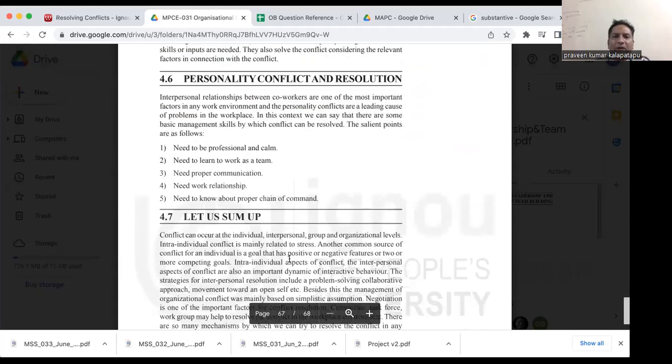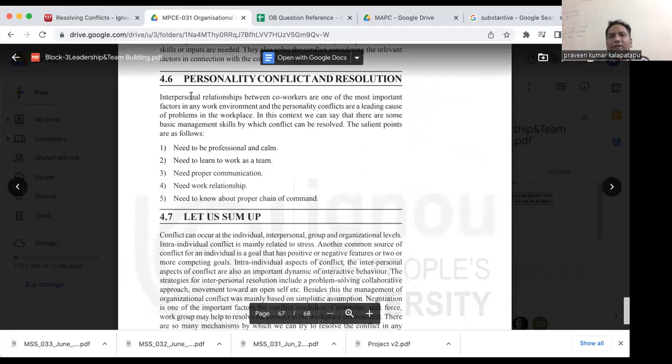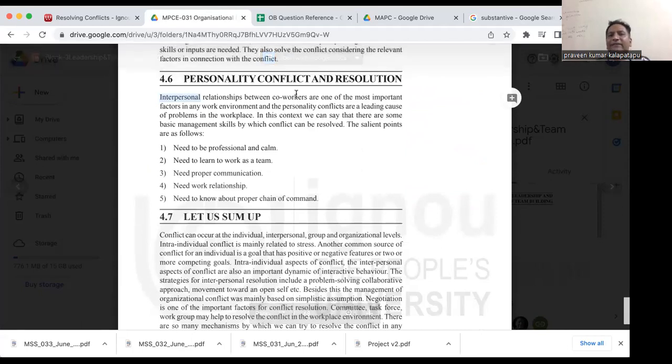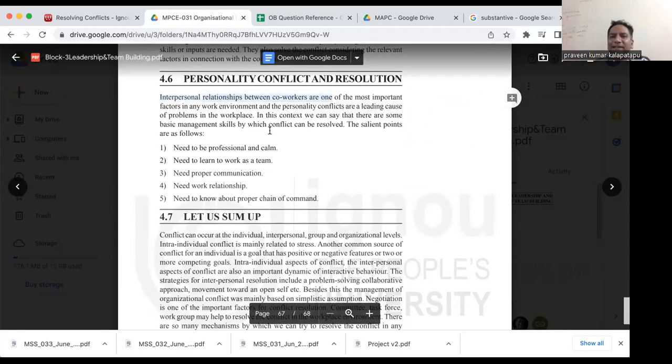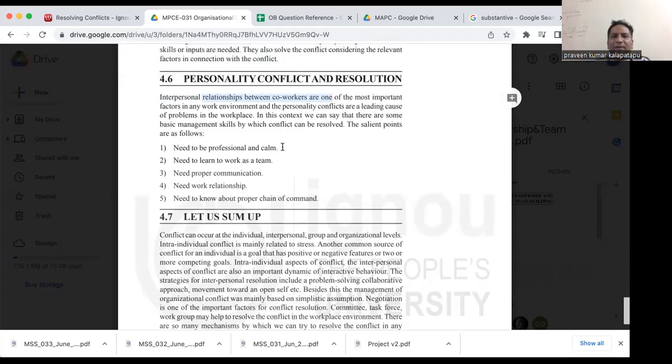Now the last part, personality conflict and relationship. Here we are talking about interpersonal relationships and conflict between them. Some of the basic management skills required to get this conflict sorted are: you need to be professional and calm, learn how to work as a team, have proper communication between yourselves, and give importance to the relationship. That is exactly what it is.